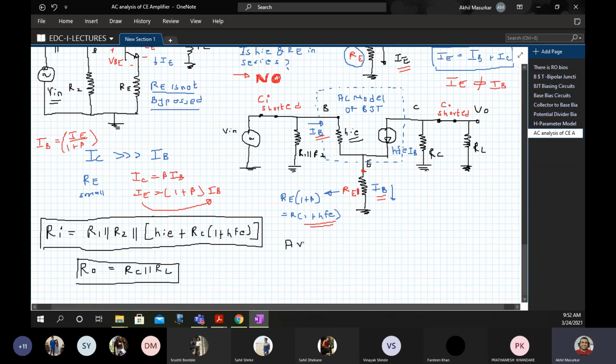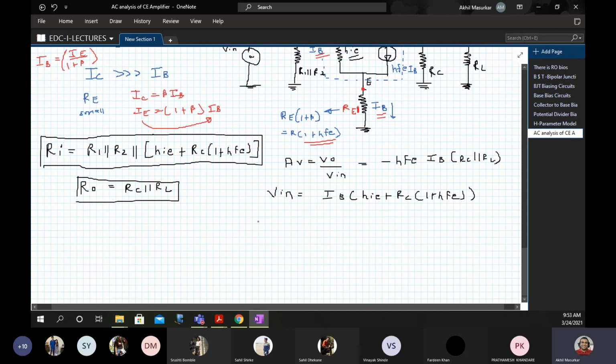So AV was V0 upon Vin. Now V0 is going to be minus HFE IB into RC parallel with RL, and Vin is basically now IB into the current flowing through HIE plus RE into 1 plus HFE.